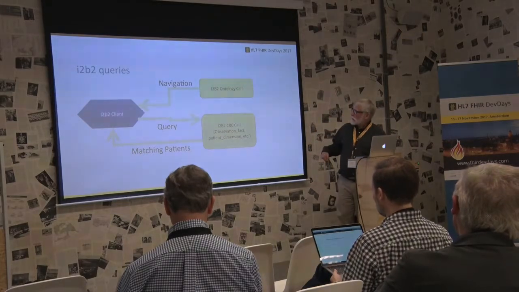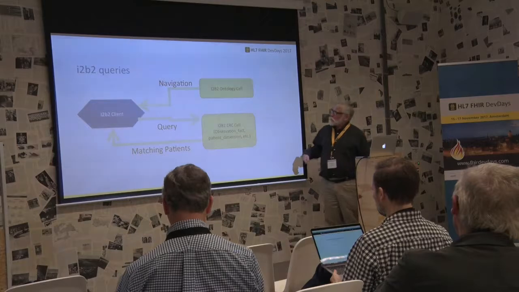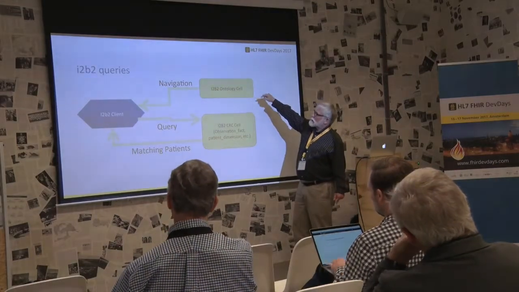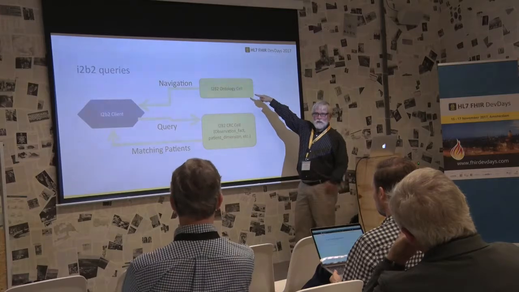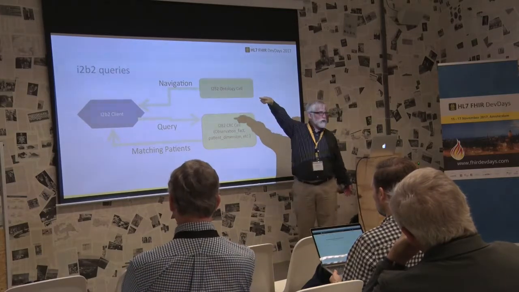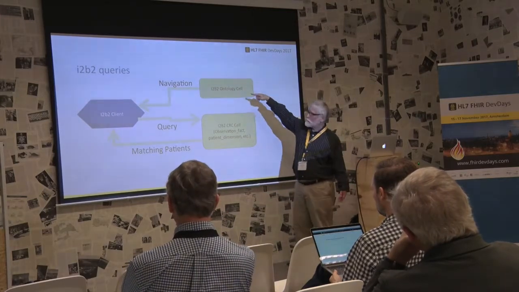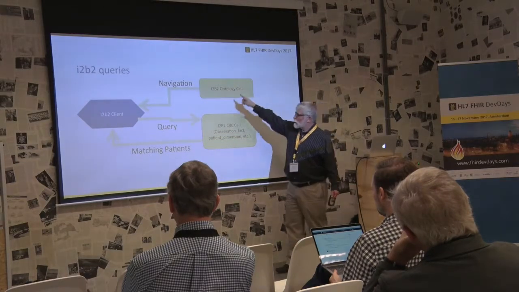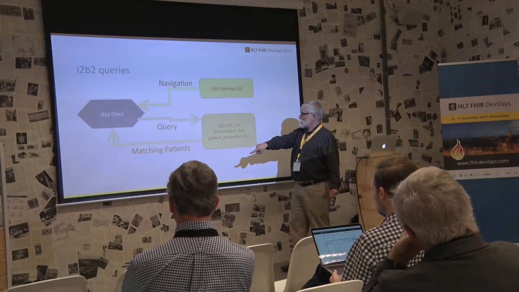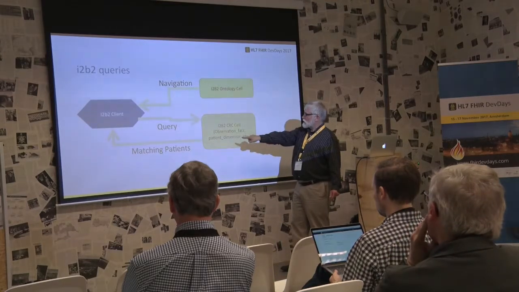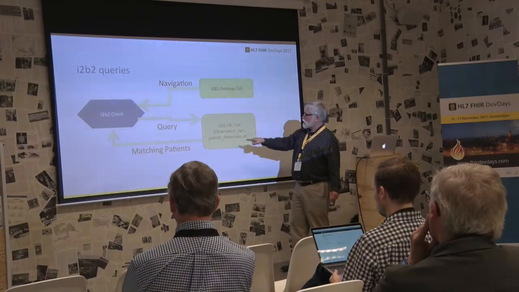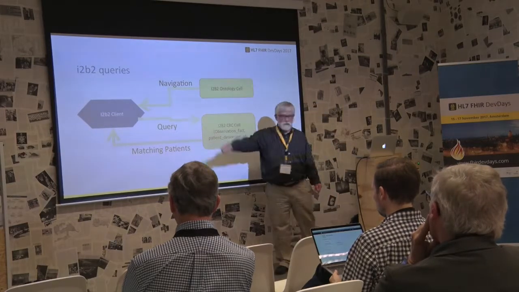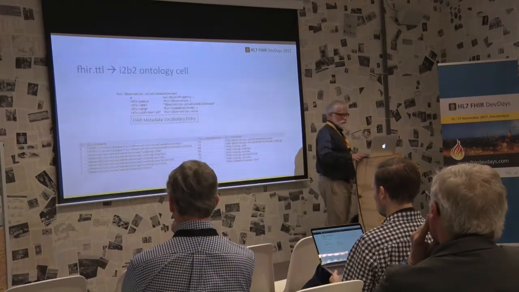So, yeah, the way it works is the client navigates the ontology cell, finds the things they're interested in. I want hematocrit results, I want patients who are diagnosed with particular diseases, etc. The client formats a query. This goes to the CRC cell. The query goes over the observation fact table and gives back the client a set of matching patients.